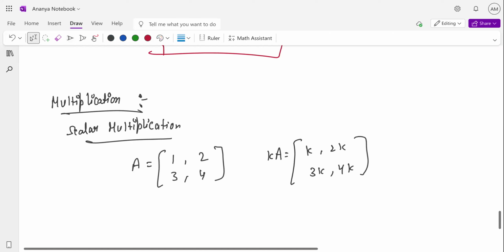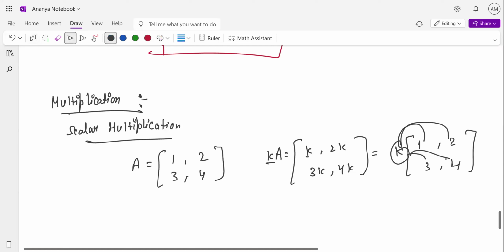You just have to multiply all the elements by whatever is given outside. You can also take this K outside if you want. So if it is written like 1, 2, 3, 4 with K outside, it means you multiply K with each of the elements. Clear? Yes, yes. So this is what a scalar multiplication looks like.